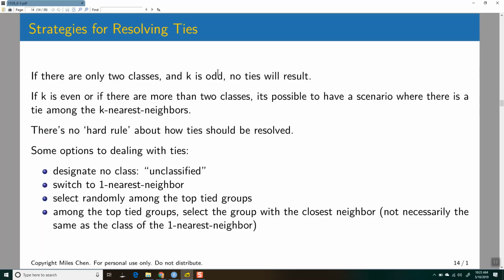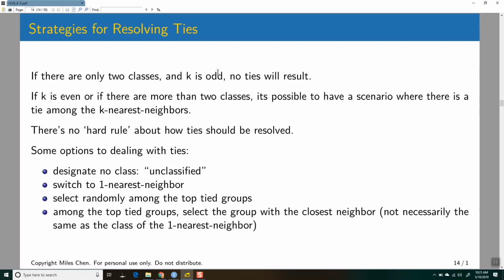But if k is even, or if you have more than two classes, so you can have k equal 5, but if you've got 3 classes, when you pick your 5 nearest neighbors, you might get 2 of class A, 2 of class B, and 1 of class C, okay? And now how do you decide between class A and class B? We have some suggestions for how to deal with ties, but there's no consensus that says this is the best way, okay? These are all different compromises.